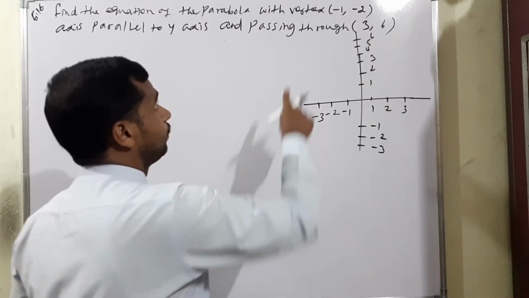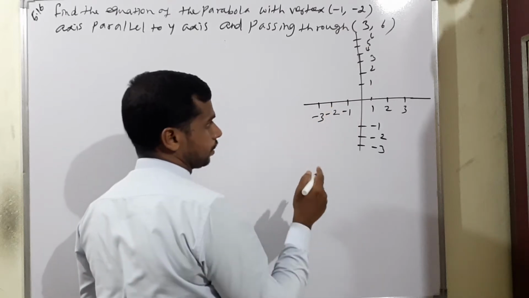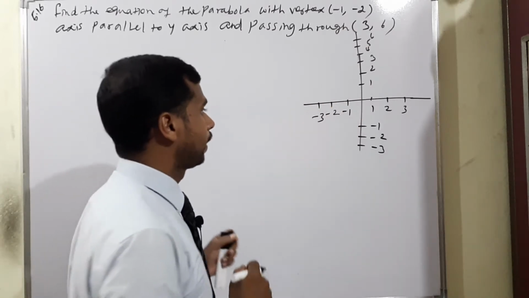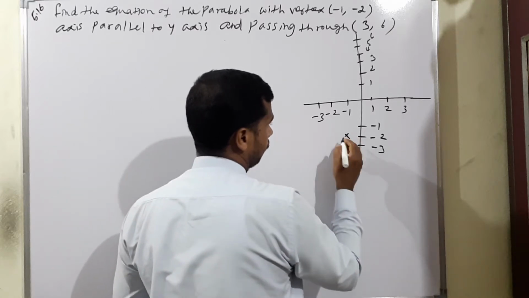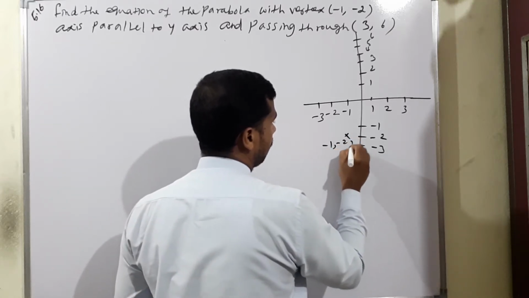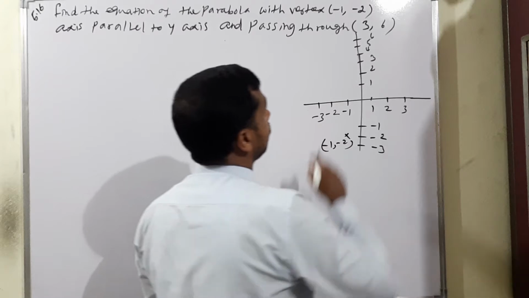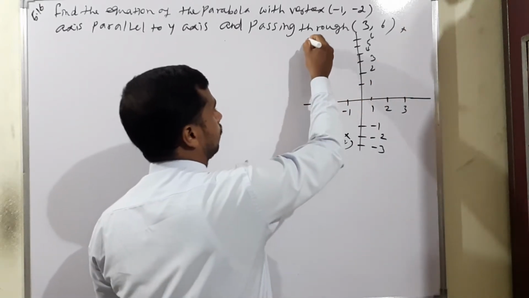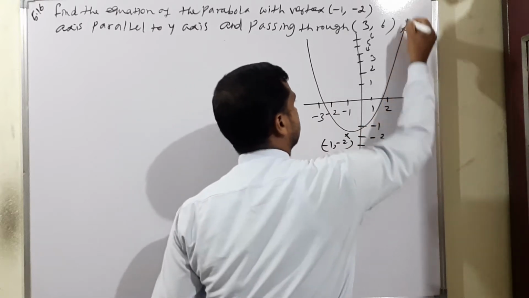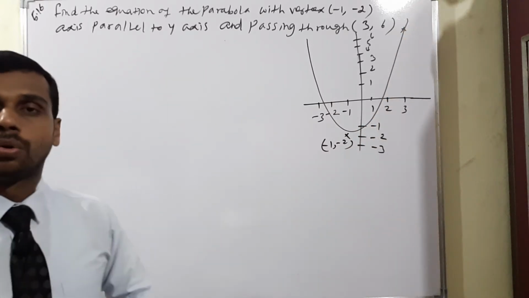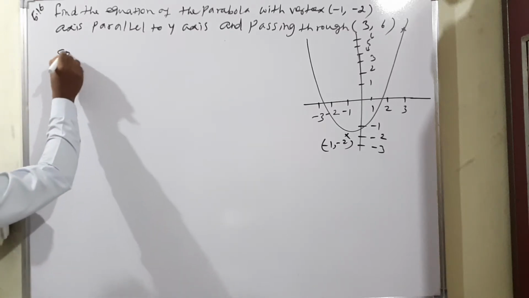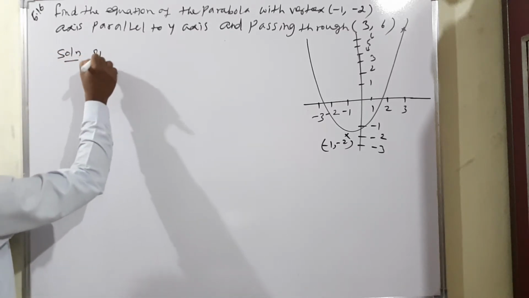The main condition is the vertex (-1, -2). It is not the center (0, 0); the given vertex is (-1, -2). The next condition is the point (3, 6). So (3, 6) lies in the upper region, which means this parabola opens upward.